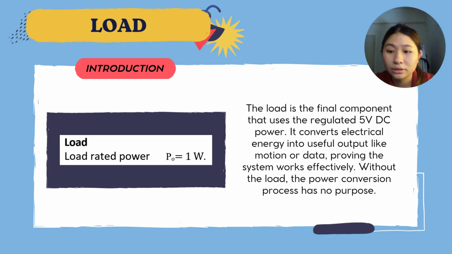The load is the final component that uses the regulated 5 volt DC power. It converts electrical energy into useful output like motion or data, proving that the system works effectively. Without the load, the power conversion process has no purpose. The rated power of the load is 1 watt, which means it will consume 0.2 ampere of current from the 5-volt output provided by the voltage regulator.